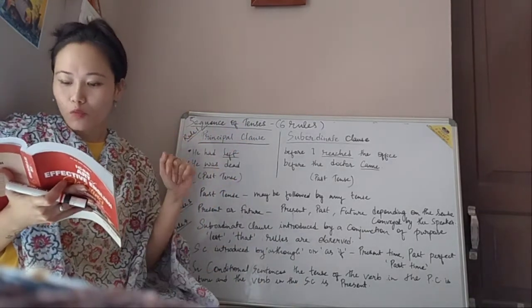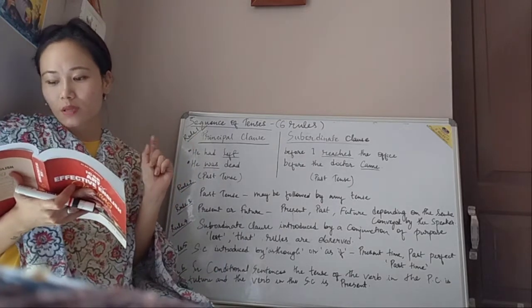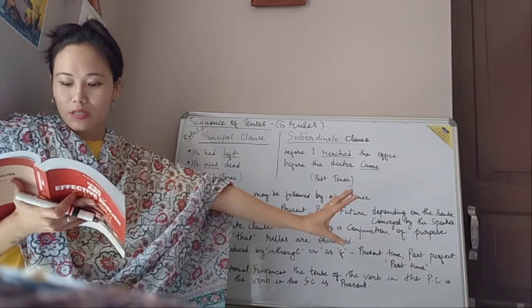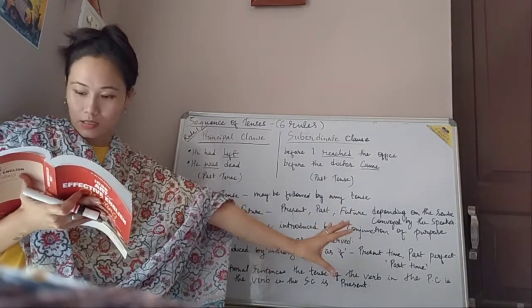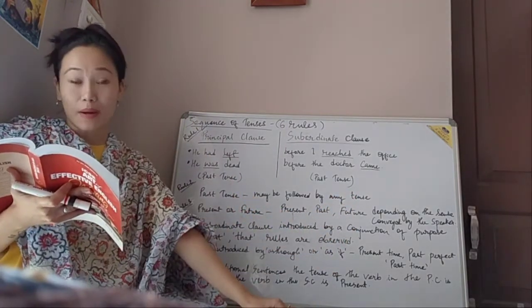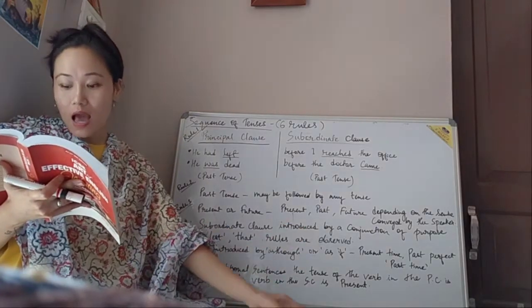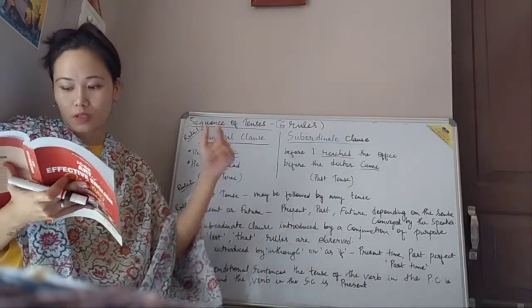Like rule number 1, if the verb in the principal clause is in the past tense, the verb in the subordinate clause is expressed by "might". Okay, "I worked hard that I might win a prize." "I had worked hard that I might win a prize." "I was working hard that I might win a prize."